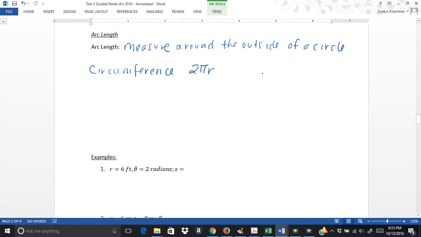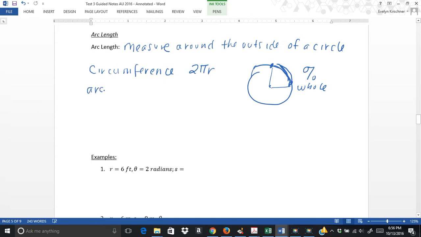So what I need to know, if I have my circle and I want to know how far it is from here to here, is the angle. It tells me what percent it is of the whole circle. So that's how we're going to work with arc length.